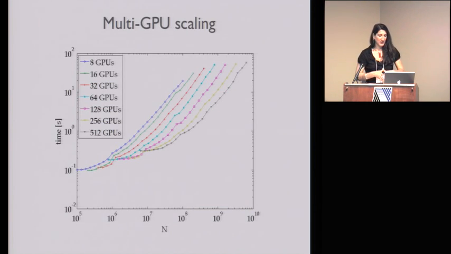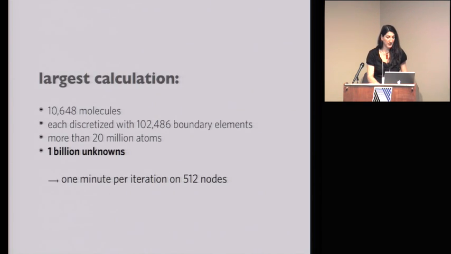And here are some results with multi-GPUs for this problem, the lysozyme array of particles, so molecules. These results in terms of scalability are kind of hard to read, but this gives you the exact timings. We're looking at up to 512 GPUs and in the order of a billion unknowns. And here's the largest calculation that was performed: 10,000 of these molecules. Each molecule, remember, is discretized with a boundary element representation of 100,000 boundary elements. So each surface has 100,000 panels, and we have 10,000 of these.